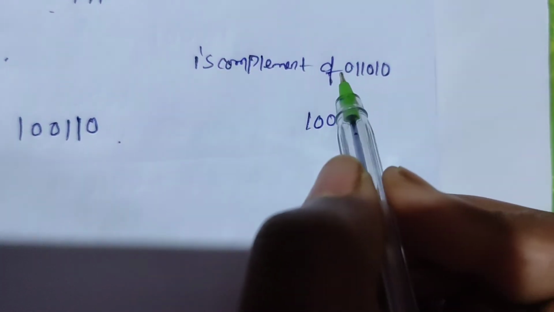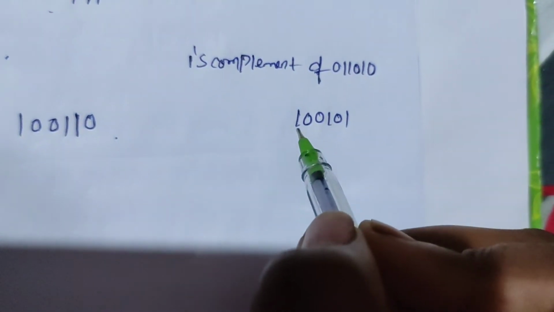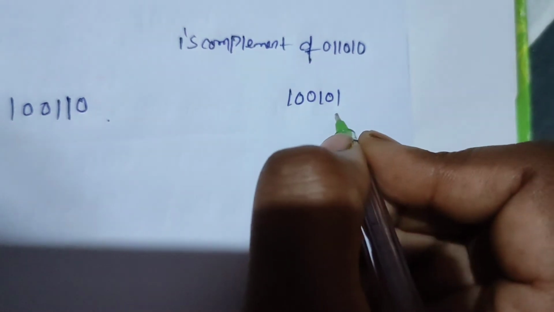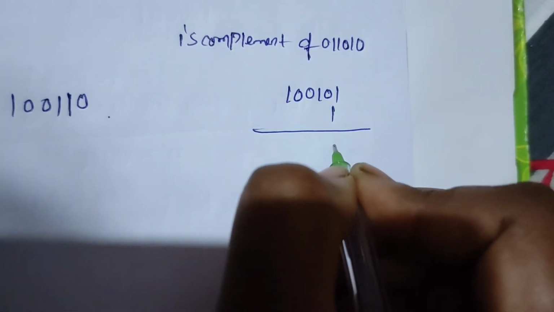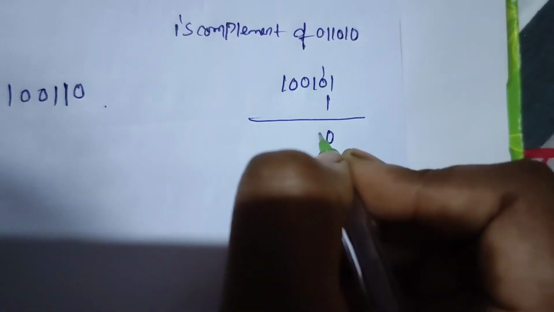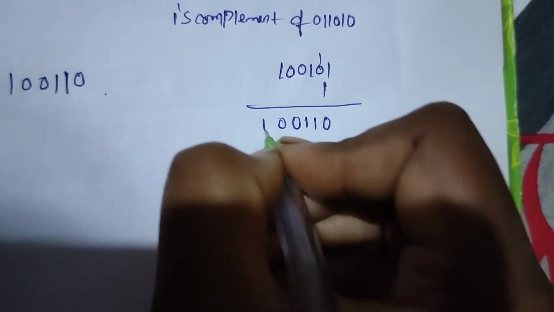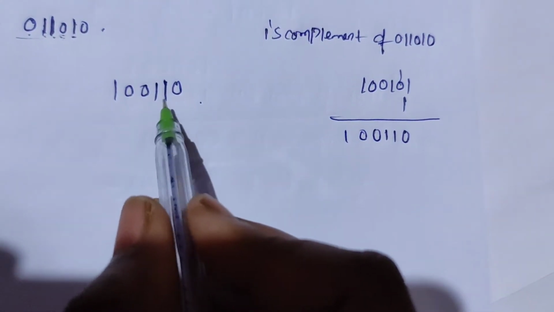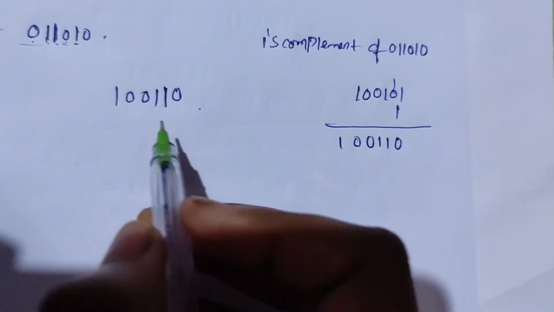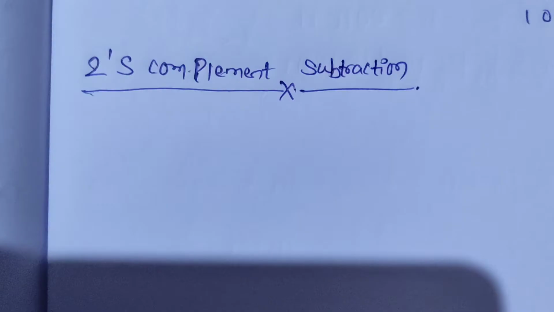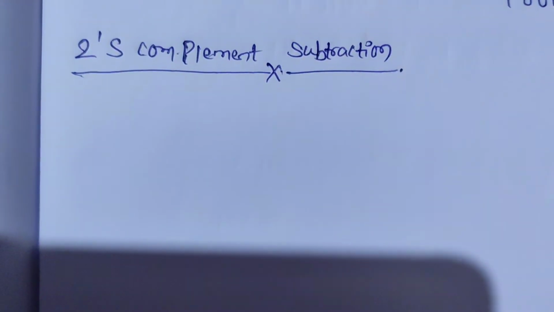You can check by implementing 1's complement plus 1. The 1's complement of 011010 is this, and adding 1: 1 plus 1 is sum 0, carry 1, and so on. So here also we get the same result. So this is the shortcut method. Now we will see 2's complement subtraction.